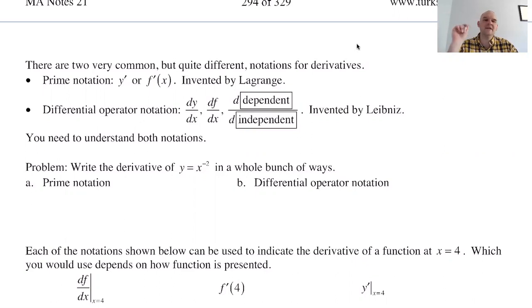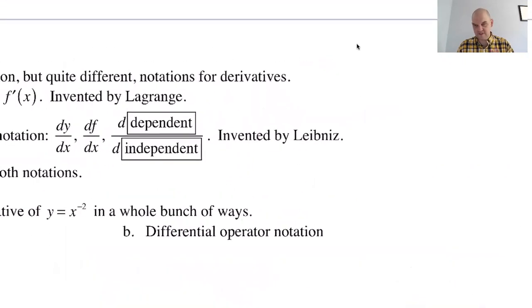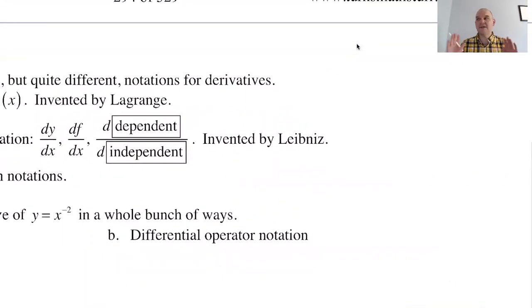And then we have this other one called the differential operator notation. So that's dy dx, df dx, d dependent variable over d independent variable. So this is from Leibniz. This is a good notation, but it gets out of hand later in life. But let's see what it looks like right now.